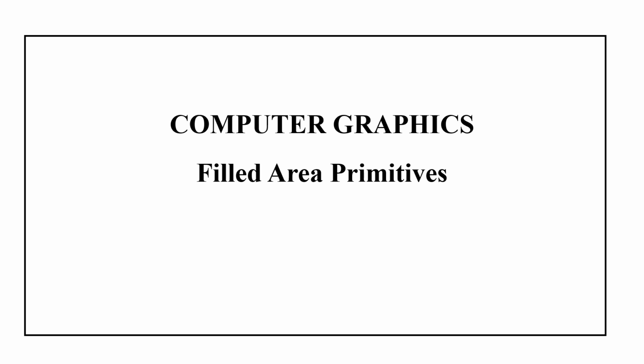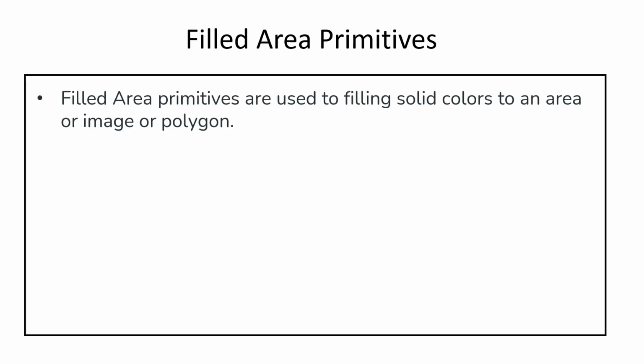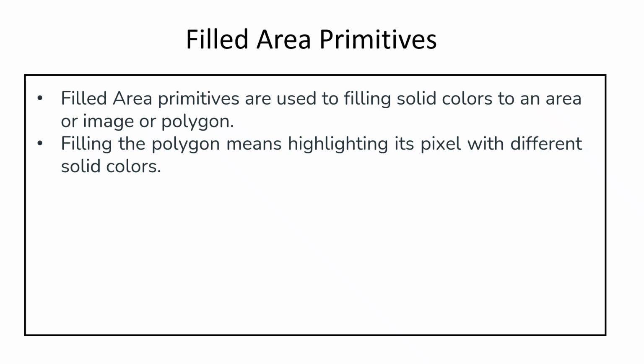In this session, we will look into filled area primitives. So what is a filled area primitive? What is it used for? Filling a solid with a color, that solid might be an image or a polygon, is called a filled area primitive. Filling this polygon means actually highlighting pixels with different colors.